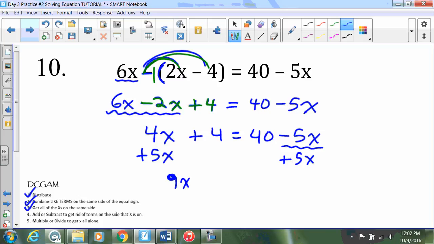That really doesn't look like a 9, does it? There you go. We're going to bring down everything else, bring down the equal, bring down the 40, and of course, negative 5x plus 5x is 0. We're not going to write 0. It's just gone.